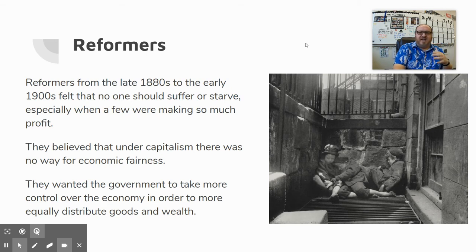So in the late 1880s to the early 1900s, reformers really pushed. They felt that capitalism was causing people to suffer, and that wasn't right, that no one should suffer or starve, especially when there were so few people making so much profit. They believed that under a pure capitalist system, there was just no way for any kind of economic fairness. So they asked the government to take more control over the economy in order to more equally distribute the goods, services, and wealth.